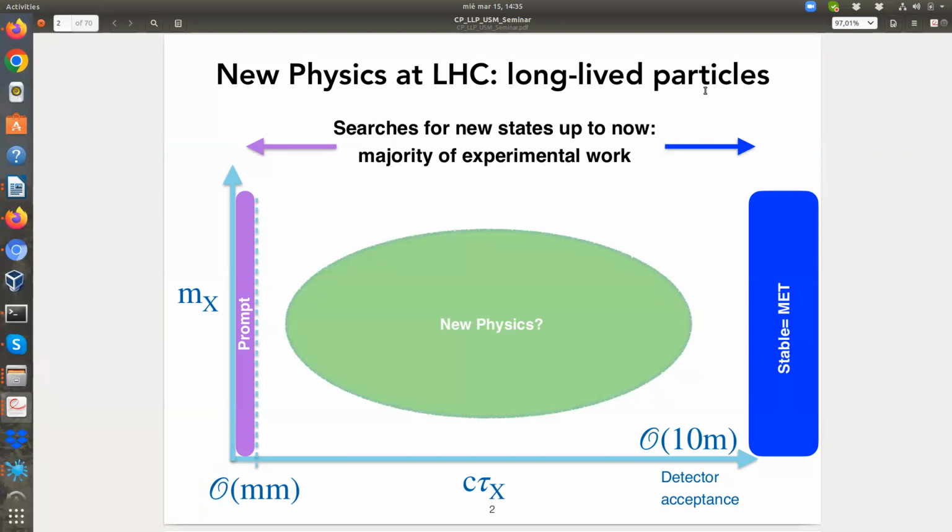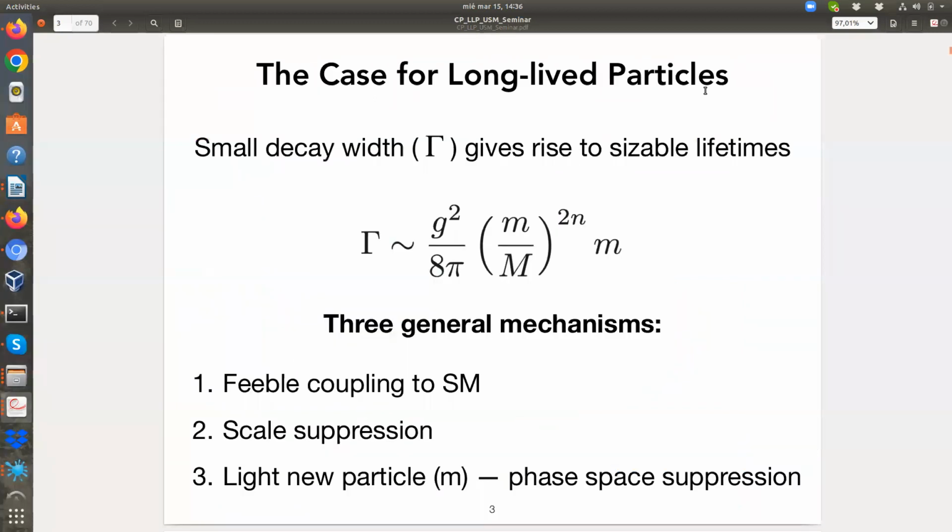So my talk will be trying to focus on how we address this region, and is it actually motivated in fundamental physics? Now, I have these parameters. Are these parameters actually interesting? Let's see how long-lived particles arise, which I think is my next slide.